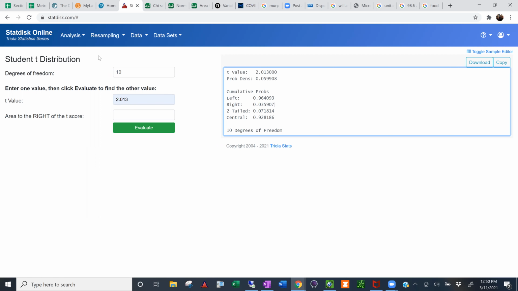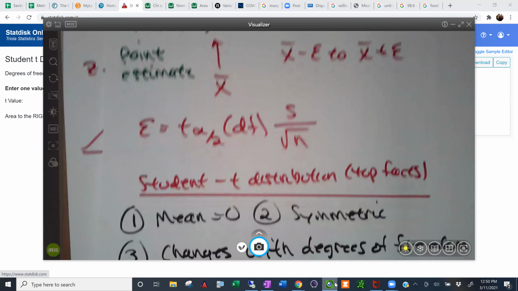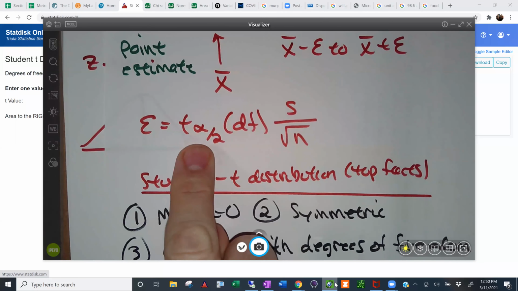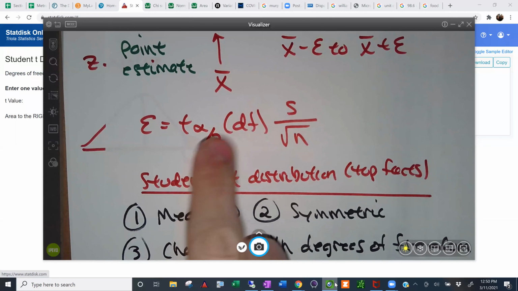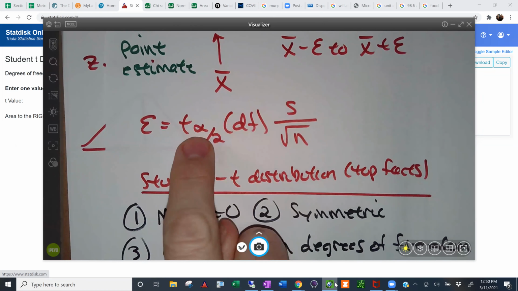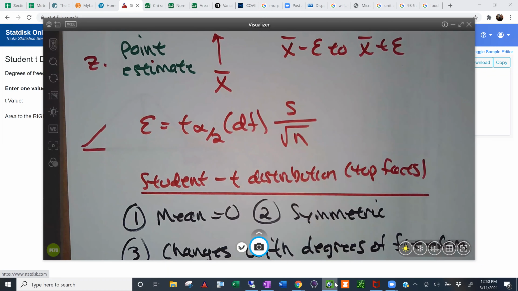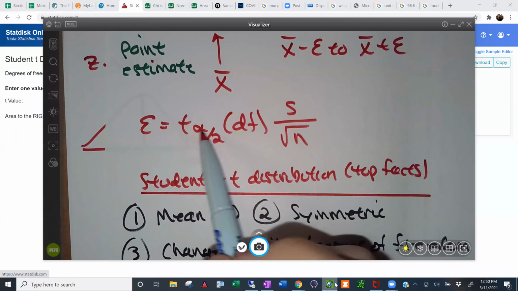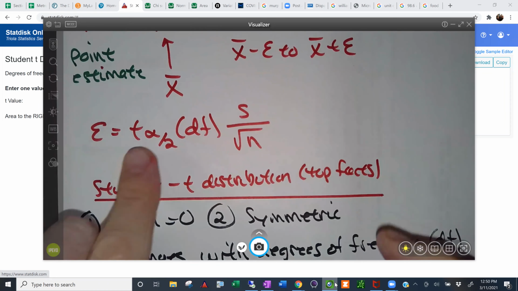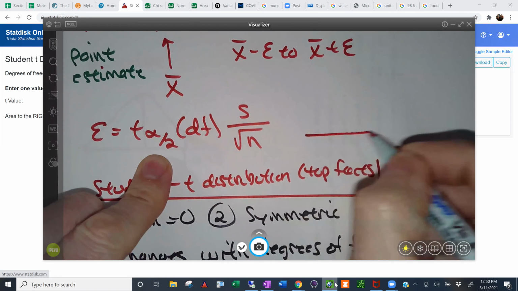Now, the way we need to use it is in creating confidence intervals. So let's see, let me look back here. That's where the t-distribution falls in terms of finding a confidence interval. You got to find t sub alpha over 2 for the appropriate degrees of freedom, times the standard deviation divided by the square root of n, the sample size. That's going to be the point in the t-distribution with alpha over 2 of the area in the right tail.